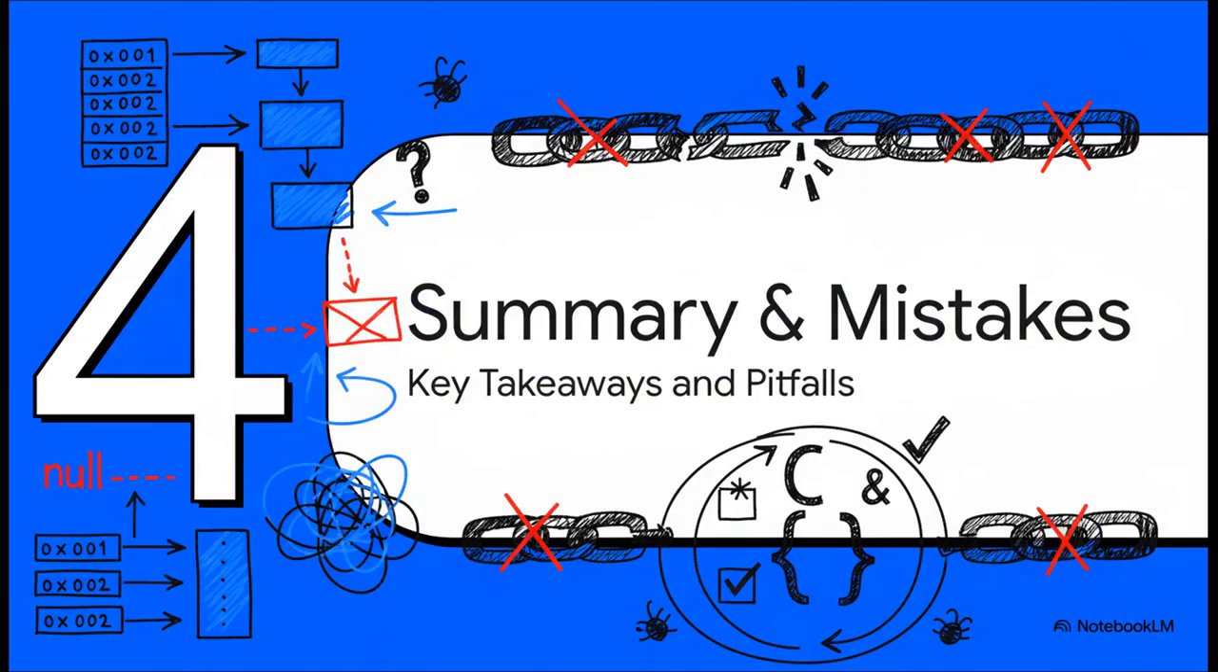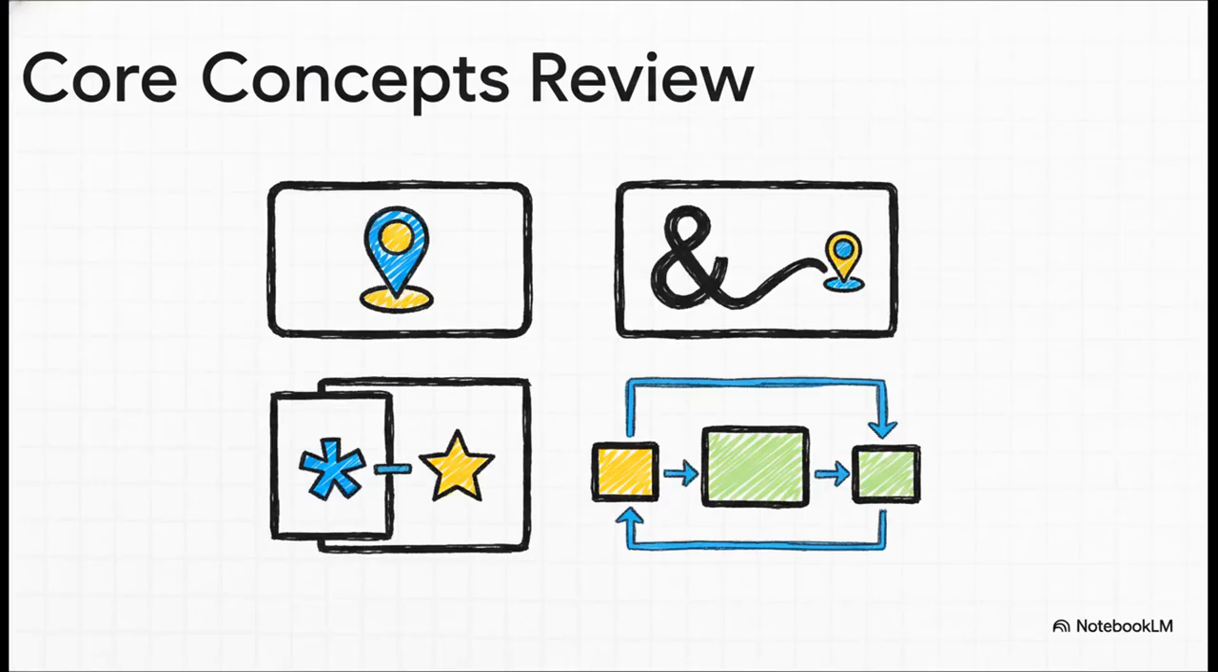All right, let's bring this all home. We'll do a super quick recap of what we learned, and then I'll point out a couple of the most common traps that people fall into when they're first learning about pointers. So, let's just nail down the 4 most important things. 1. A pointer stores an address. 2. The ampersand, &, gets you an address. 3. The asterisk, *, gets you the value at an address. And 4. Their real superpower is letting functions modify the original data. You get those 4 things, and you've got the core of it down.